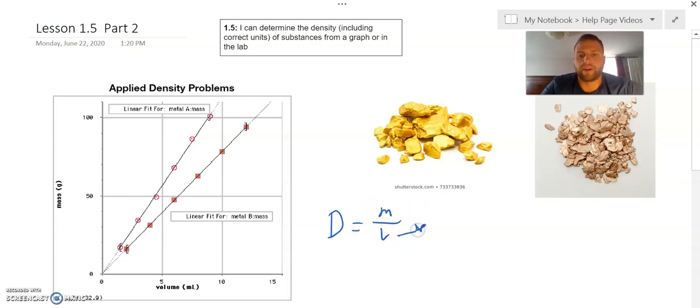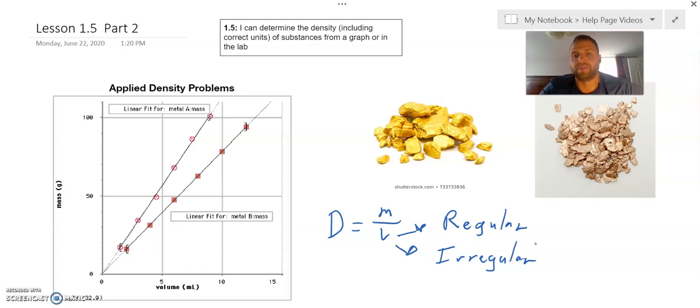And remember, I got to make a decision. Is this a regular or an irregular shaped object? Well, I can see that both of these piles do not conform to the geometric shape of a cube, so they are going to be irregular objects.